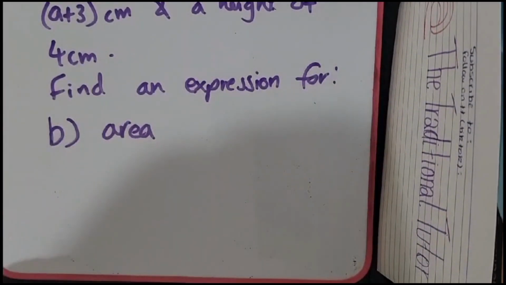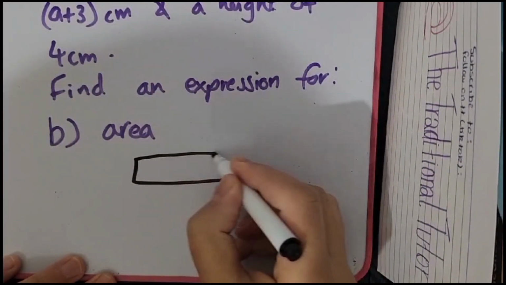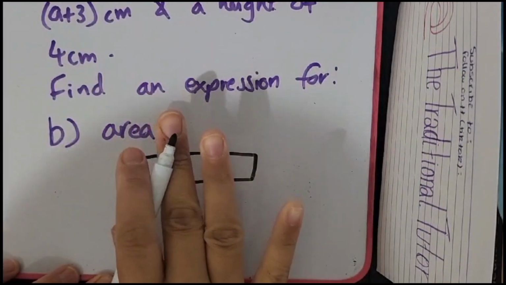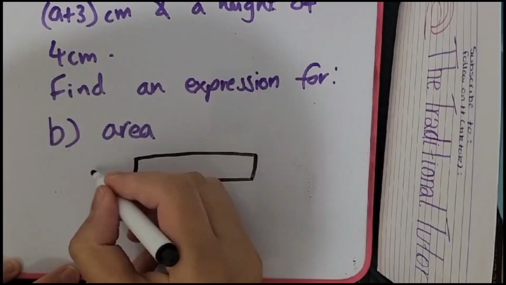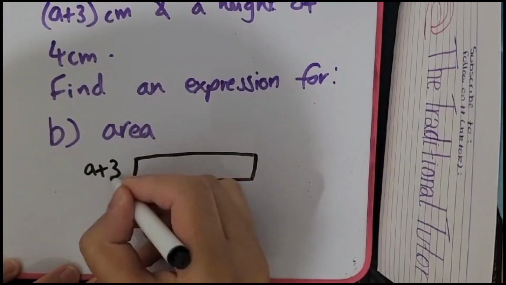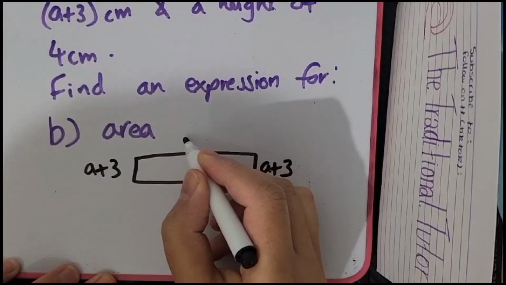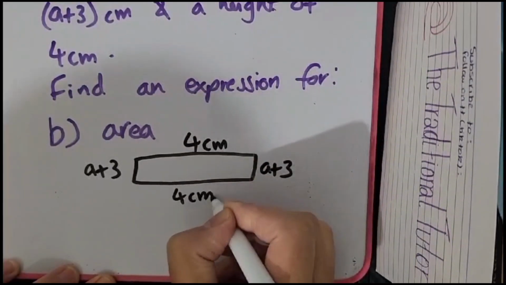rectangle. Okay, so again, I'm going to go ahead and sketch my rectangle. Okay, a good thing in these questions is always sketch out your problem, because that really helps you to see and visualize what the question is asking you to do. Okay, even if you don't know straight away what you need to be doing. So again, I'm going to label my sides. The length is a plus 3, and the height is 4 centimeters.